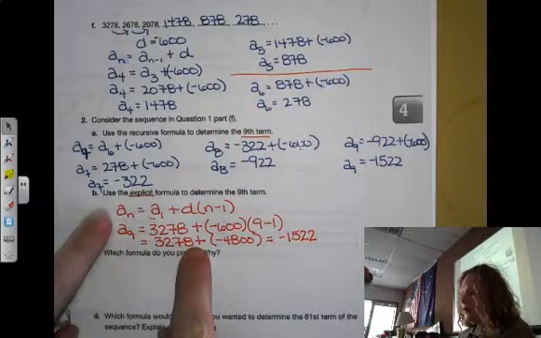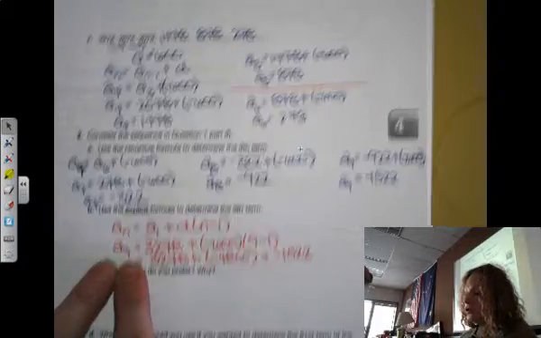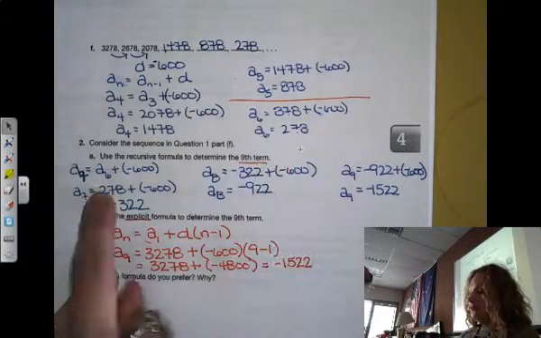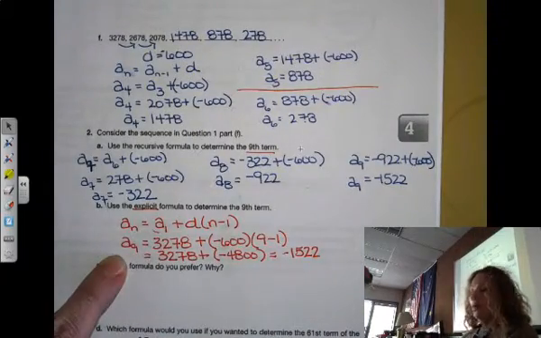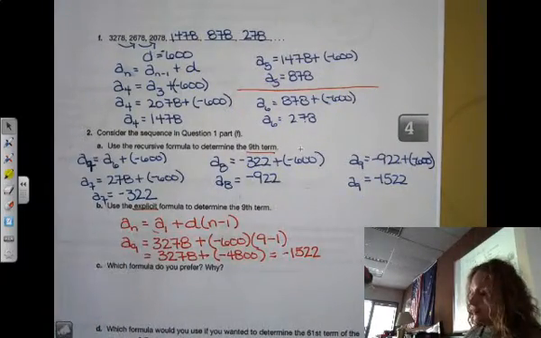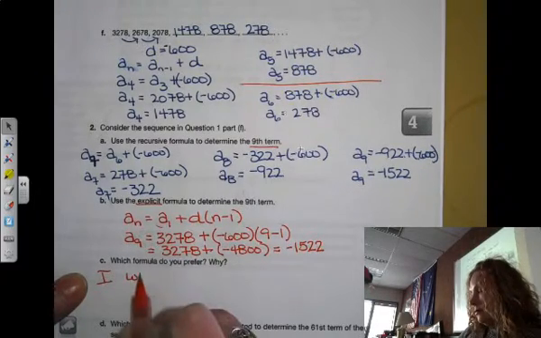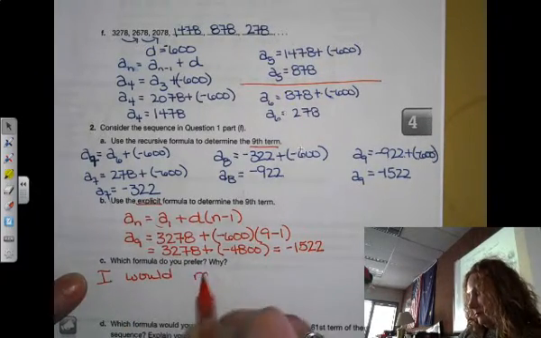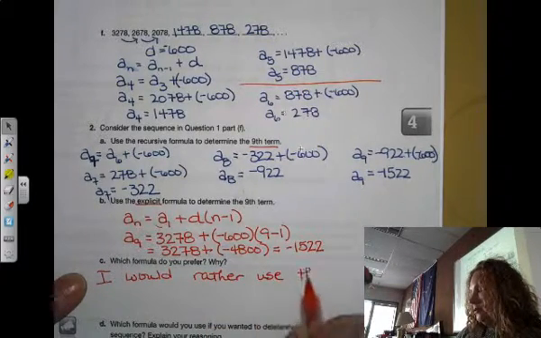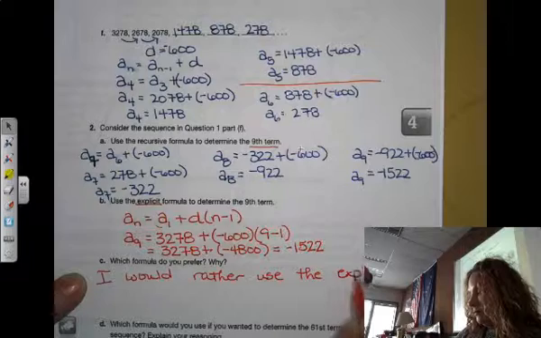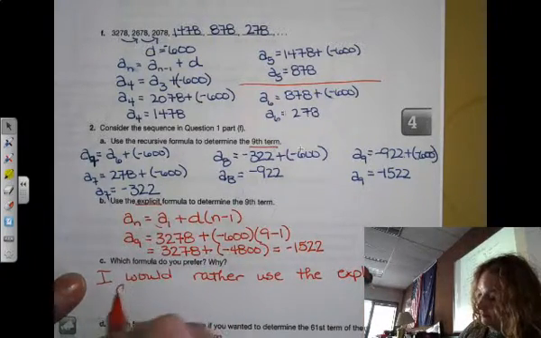So, if you had to find the ninth term, would you rather do the recursive formula 3 times or do the explicit formula 1 time? Explicit. All right, that's what the next one says. So I would rather use the explicit formula because it's faster, it's less work, right?